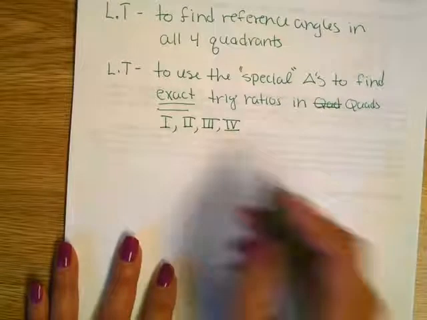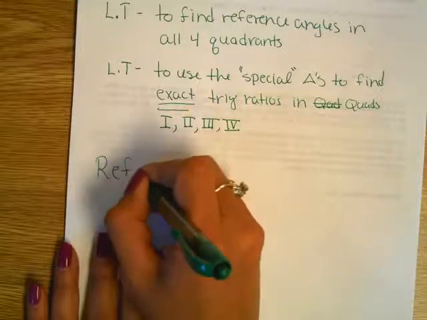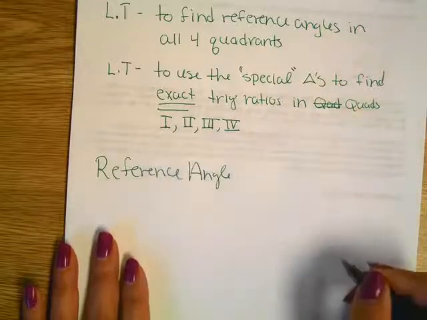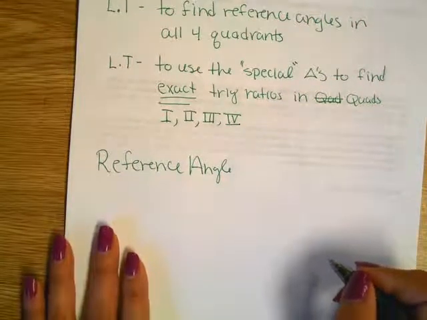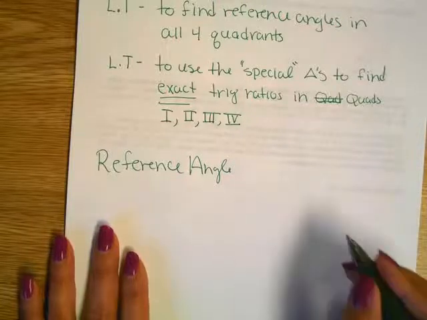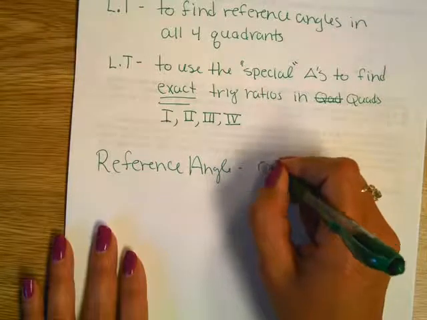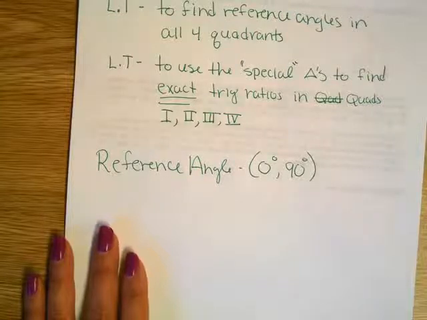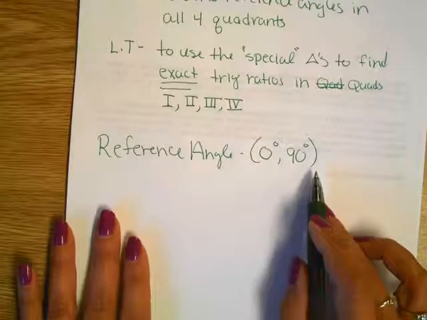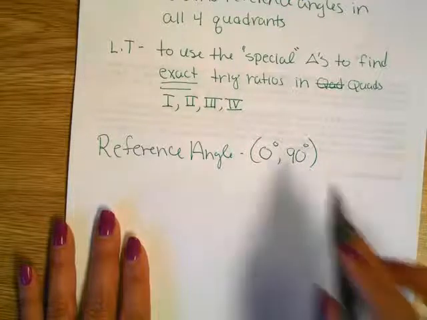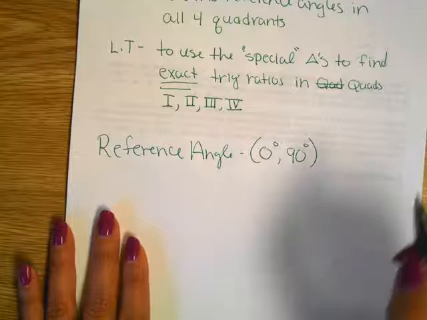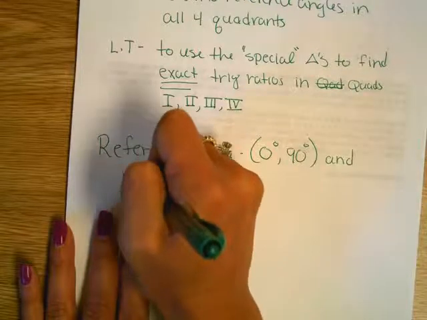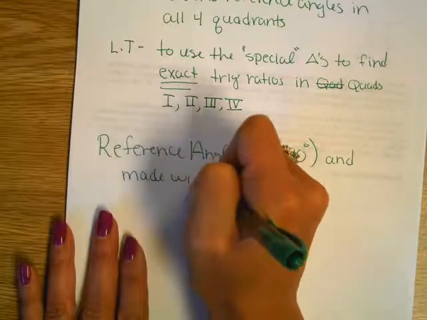Okay, reference angle. What is its definition? A reference angle has to be less than 90 degrees, greater than 0. So it must be between 0 and 90, not including 0 and 90, so notice the rounded brackets there. And it has to be made with the x-axis. So between 0 and 90 and made with the x-axis, not the y-axis.